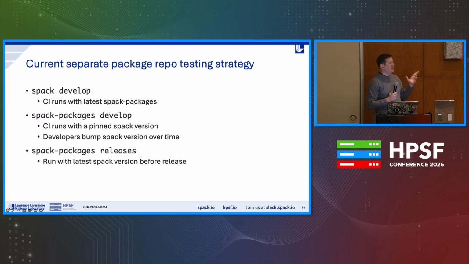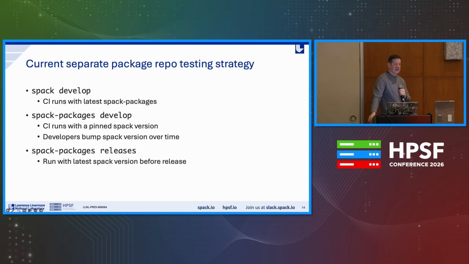We came up with this testing strategy. Spack develop is actually tested with latest Spack packages all the time. That's so that we just don't break anything in develop that won't work with the latest packages. Spack packages develop, though, runs with a pinned Spack version, and we just deliberately update that over time. And that's for stability in the package repo. We really don't want package developers debugging issues with core, and we don't really want core people debugging issues with packages. So the strategy is really designed to help with that.